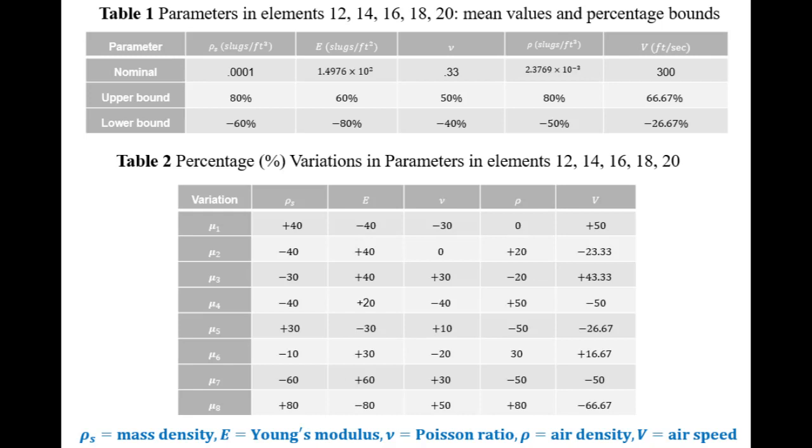These 5 parameters are the material density, Young's modulus, Poisson ratio, air density, and air speed. The nominal values of the parameters, mu0, and the range of variations are listed in Table 1. Table 2 shows 8 discrete variations that we used in mode calculations and also simulated for validation of the reduced models.